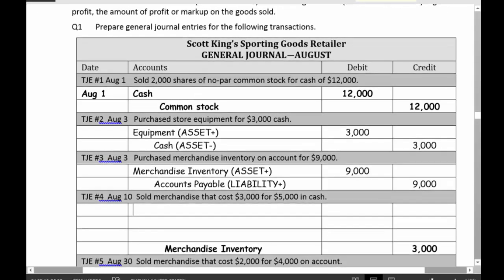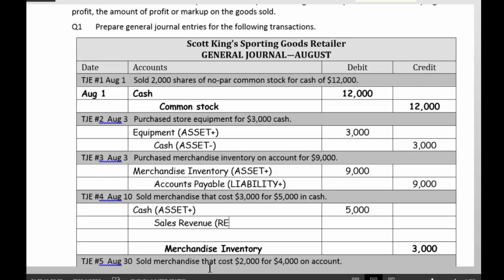Then I sell merchandise that costs $3,000 for $5,000 cash. So the first thing that I have here, let's do the sales side of this, the cash side, the $5,000 side. I'm receiving $5,000 in cash, so what happens to the cash account? I'm going to debit cash for $5,000. And the credit goes to sales revenue for $5,000.